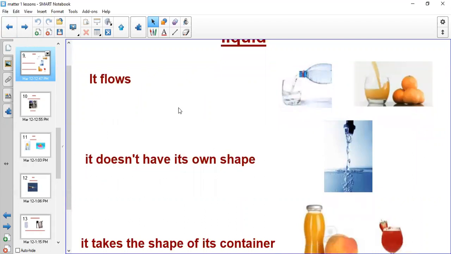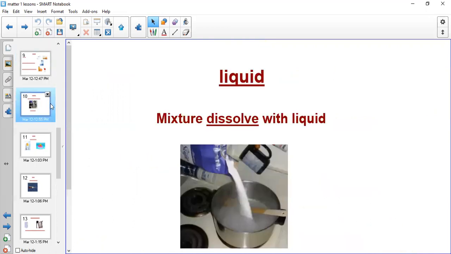Can you give me an example of liquids? Yes, water is a liquid, coffee is a liquid, tea is a liquid, milk is a liquid, honey is a liquid, right? So liquid flows, liquid has no shape, and liquid takes the shape of its container. Okay, this is the first point.